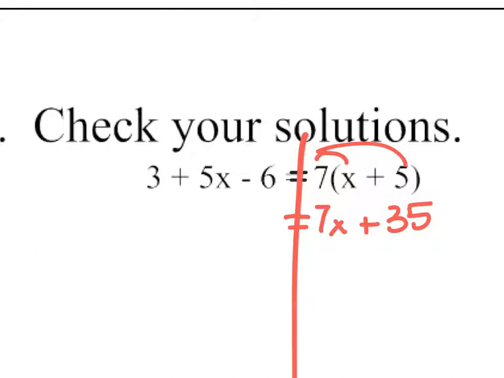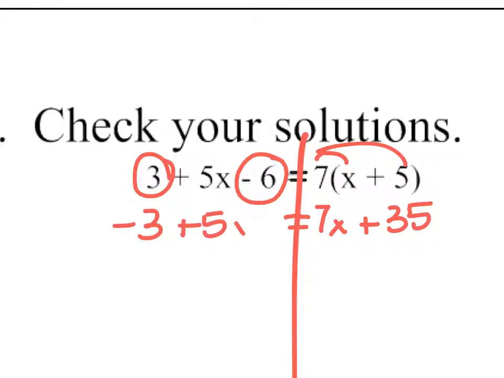Tyler, do you see like terms? Yes. Where? 3 and the negative 6. Right, on the left-hand side, you see like terms. So now that we've distributed, we're going to combine our like terms. 3 and negative 6. So 3 minus 6 is negative 3. Yep. So now I rewrite the left side, negative 3 plus 5x.